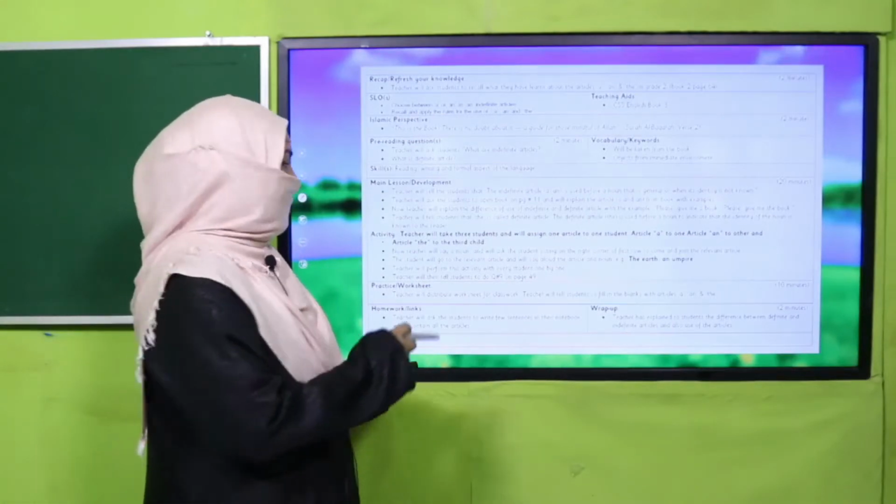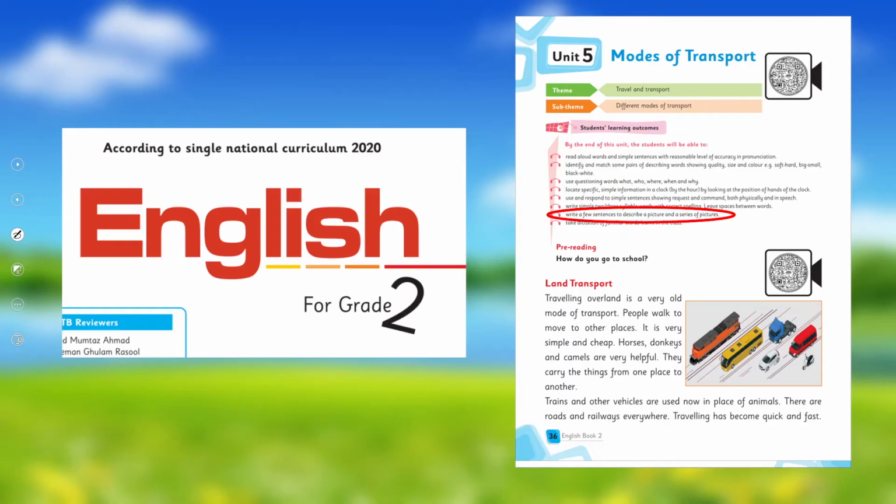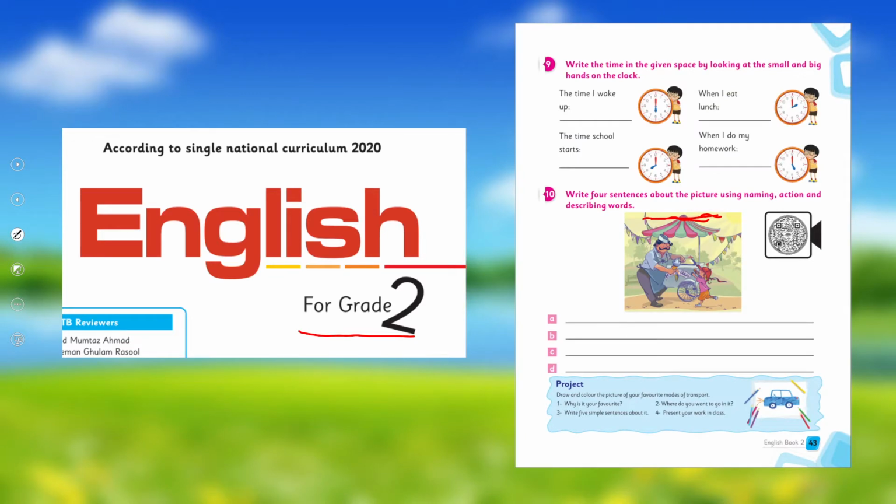Yes, my dear students, today under the title of grammar, we are going to learn about transition words. Before this, in English for grade 2, I taught you to write a few sentences to describe a picture in series. I hope you remember. And then we practiced it through this picture. Remember? If not, you may watch this video lecture again.